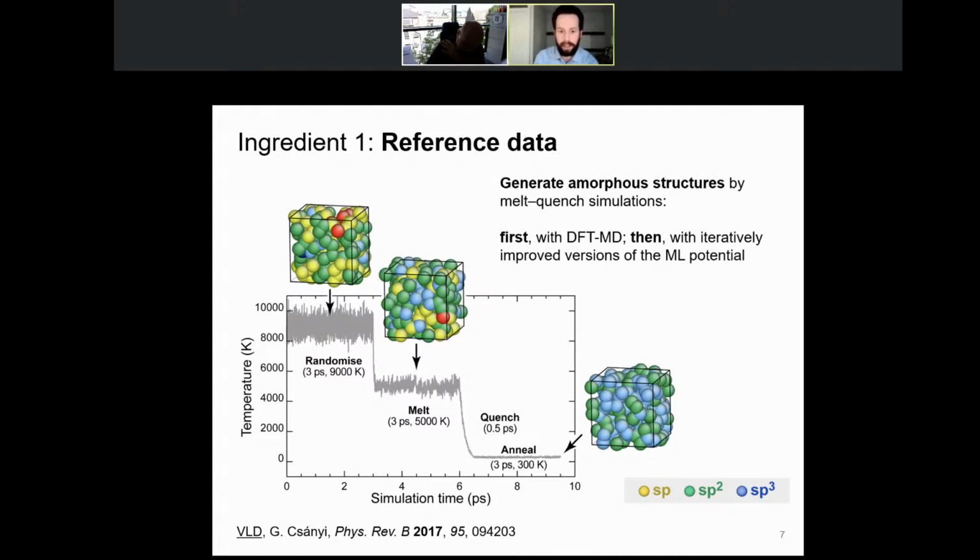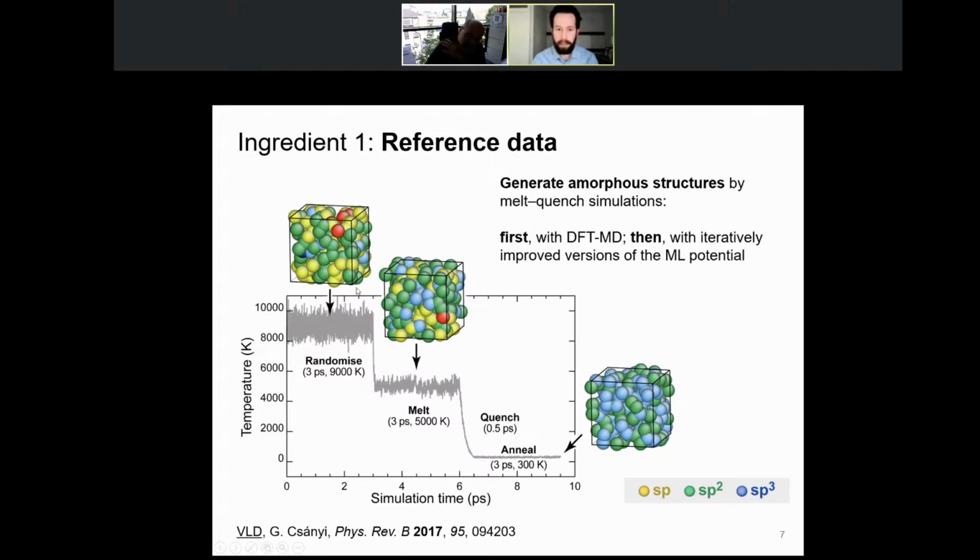So in terms of the first ingredient, how do you make reference data? Well, you can do small-scale molecular dynamics simulations, and this is in fact a DFT simulation here, where you take a box of atoms, you randomize them at very high temperature, and then you simulate the melt and then rapidly cool it down to room temperature.